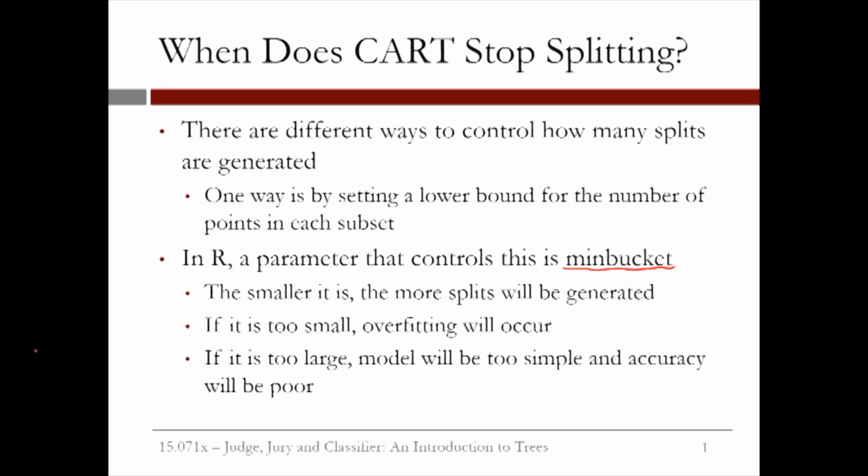The smaller minbucket is, the more splits will be generated. But if it's too small, overfitting will occur. This means that CART will fit the training set almost perfectly. But this is bad because then the model will probably not perform well on test set data or new data. On the other hand, if the minbucket parameter is too large, the model will be too simple and the accuracy will be poor. Later in the lecture, we'll learn about a nice method for selecting the stopping parameter.